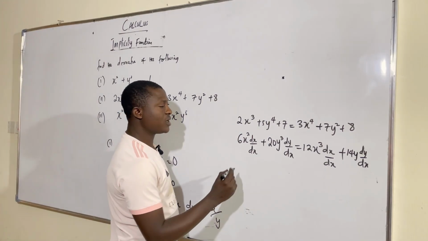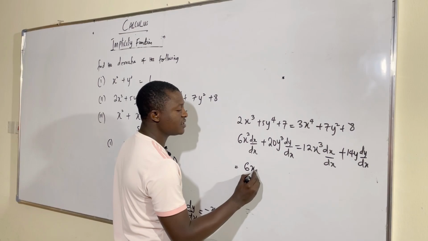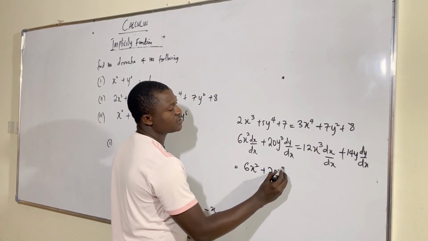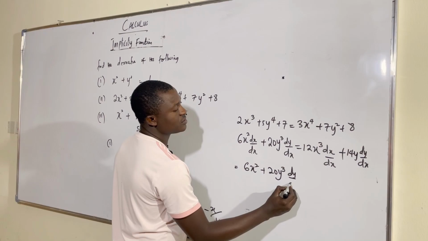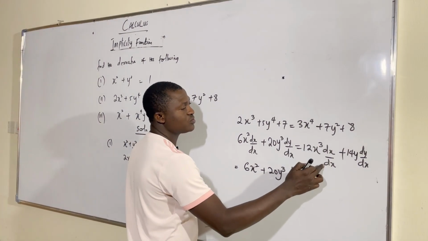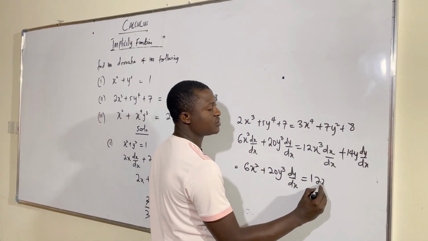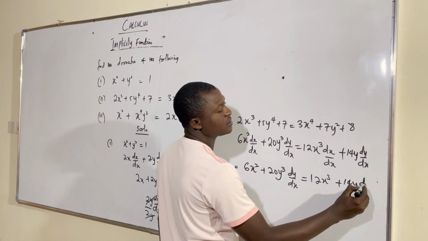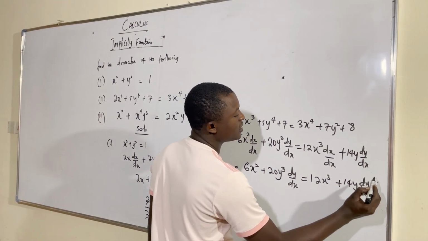So now, if dx over dx is 1, I can write this as 6x squared. So the one we have is 20y cubed dy dx. So here too, dx over dx is 1. What I have here is 12x cubed. Then we have 14y dy over dx.